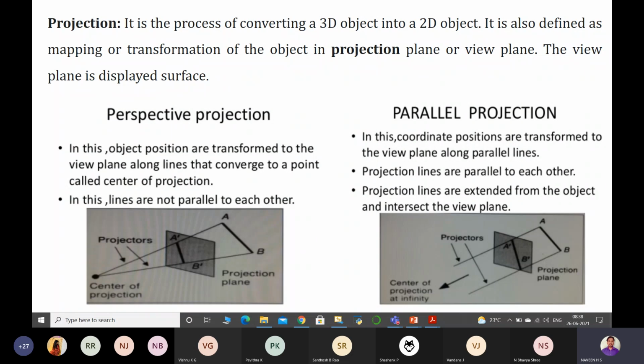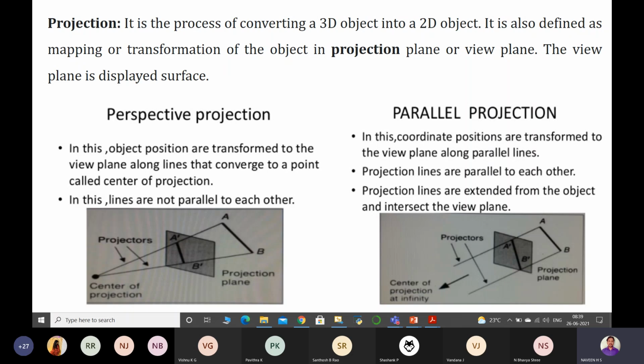So simple projection is the conversion, mapping or transformation of a three-dimensional object over a two-dimensional plane. What is that view plane? Whatever we are going to visualize at the end is called the display surface, which we can call the view plane. The name itself indicates the plane where we are going to view the object. The 3D object is represented as a two-dimensional object over the view plane. That is a simple definition of a projection.